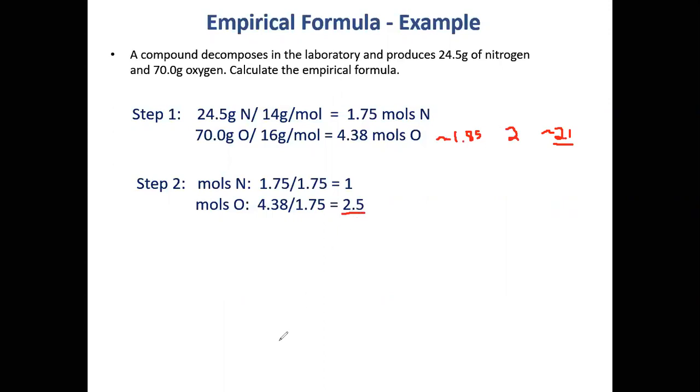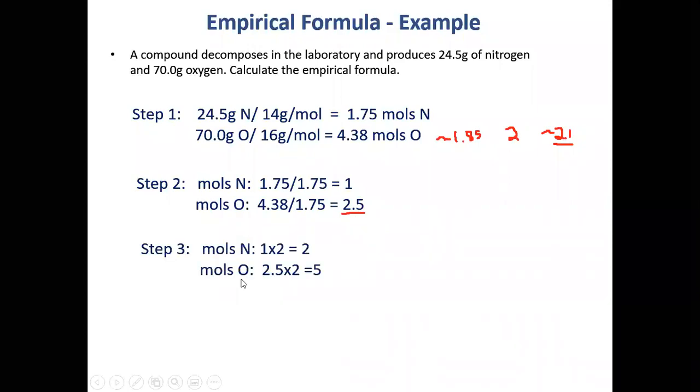So here we have 2.5. So we need to multiply both of the ratios by something to get rid of the 0.5. And in this case, we're going to multiply both of them by 2. And you have to remember to multiply both or all your elements by whatever factor you're using to get rid of the decimal. So a ratio of 1 to 2.5 is the same as a ratio of 2 to 5. And so here, the compound would be N2O5.